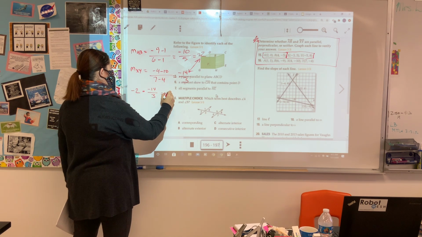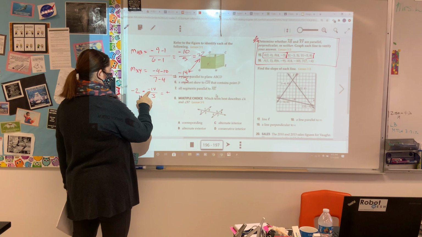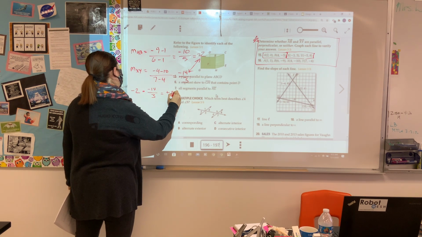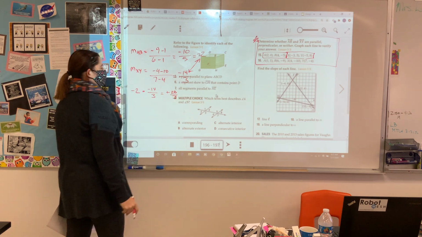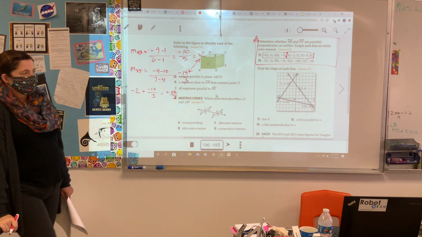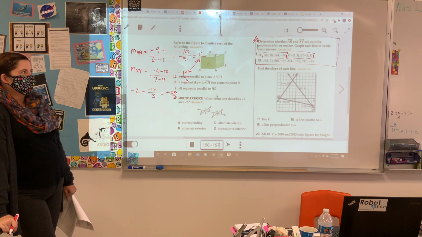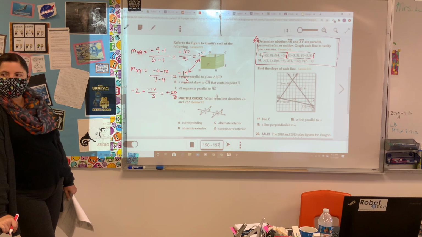And I get positive 28 over 3. Does it help us? Not really. What number does it need to be in order to be perpendicular? -1.